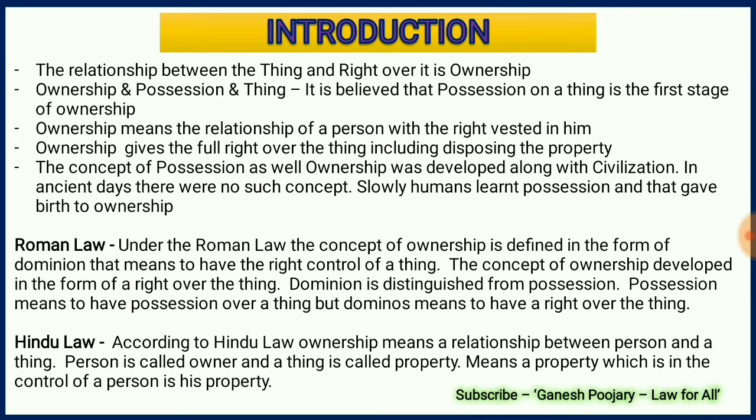Now what does Roman law have to say about ownership? It says dominion, that means to have the right of control of a thing, is ownership. Dominion is the word they are using. For possession, they are saying possession means to have possession over a thing, whereas to have a legal right over a thing, they are using the term dominus. Dominus means having a right over a thing, and when a person is having a right or dominion over a thing, he is considered as owner of that particular thing.